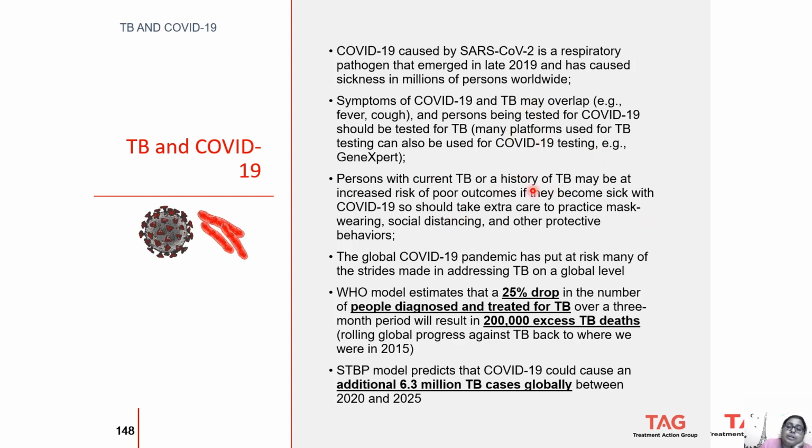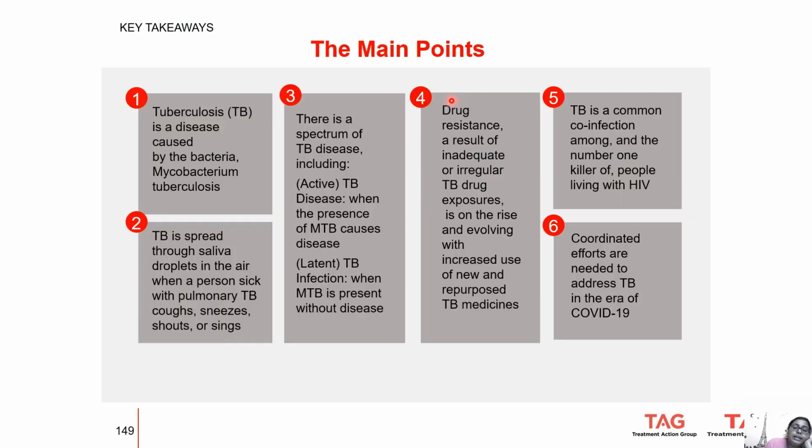Persons with current TB or a history of TB may be at increased risk of poor outcomes if they become sick with COVID-19. So they should take extra care to practice mask wearing, social distancing and everything. The global COVID-19 pandemic has put at risk many of the strides made in addressing TB on a global level. WHO has model estimates that a 25% drop in the number of people diagnosed and treated for TB over a 3-month period will result in 200,000 excess TB deaths. COVID-19 and TB co-infections have also become quite common during the COVID-19 pandemic.